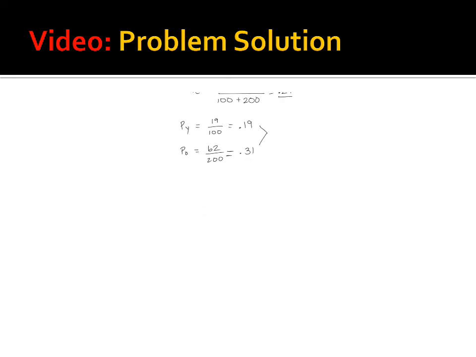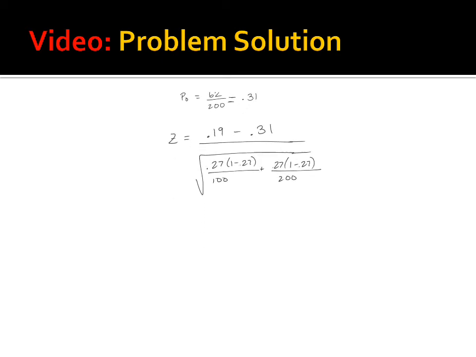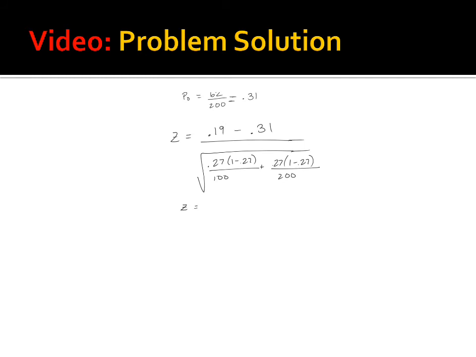And to do that, we must plug those values into our equation. So z equals 0.19 minus 0.31 divided by the square root of 0.27 times (1 minus 0.27) over 100 plus 0.27 times (1 minus 0.27) over 200. So what is this z equal to? You have to be careful here with your parentheses and so on. This is really easy to mess up. The z is equal to negative 2.21.